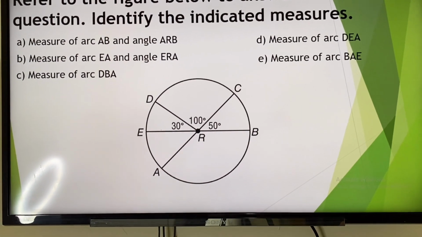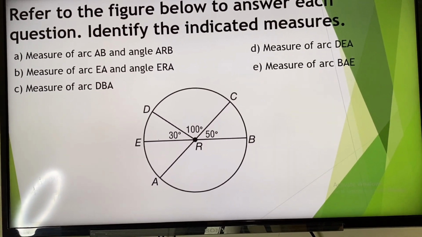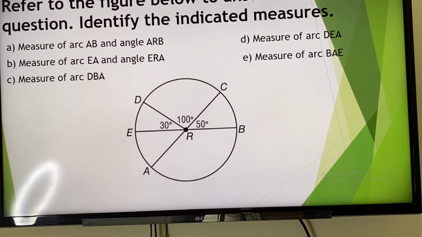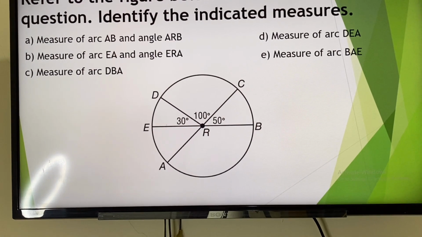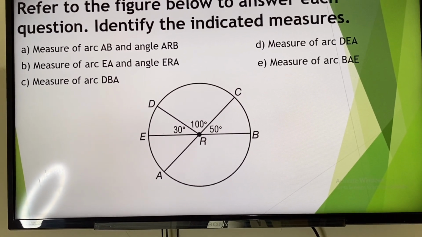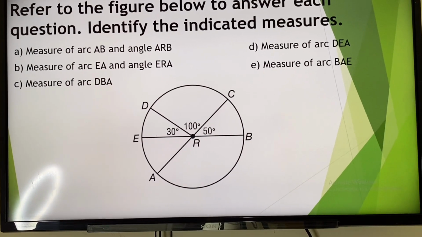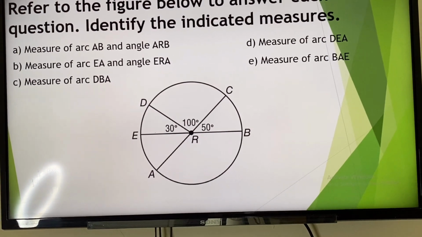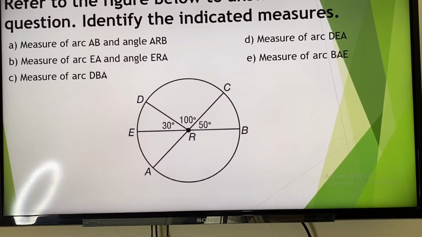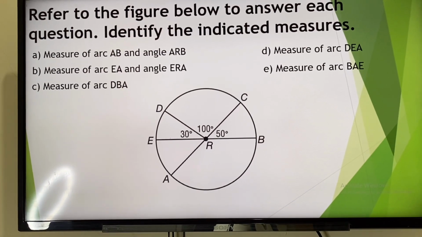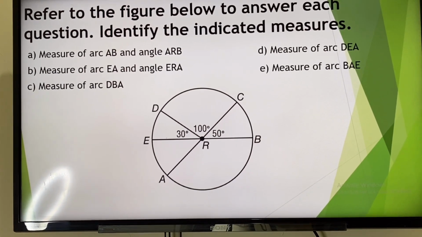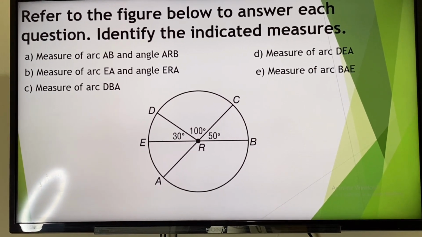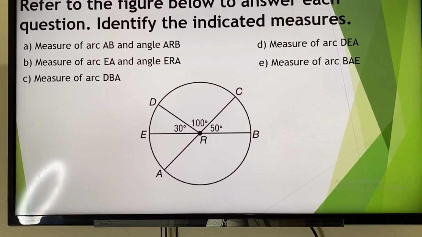Yes. What is the answer? If your answer is 130 degrees, your answer is correct. To find the correct answer, just look at the relationship of the angles. We have vertical angles, angle ARB congruent to angle ERC. So we just add 30 degrees plus 100 degrees. That will be your answer for letter A.